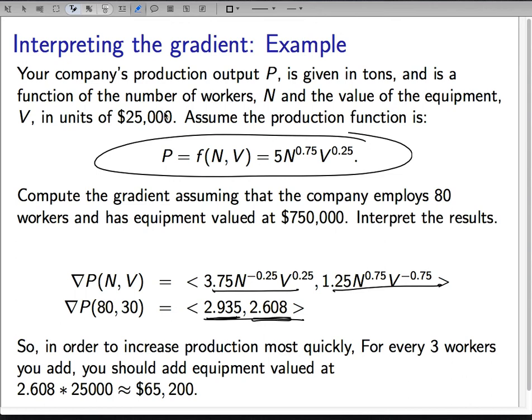And if you recall that up here we said that those units were in $25,000 each, that means 2.608 times 25,000, so about $65,200 worth of equipment. So for every 3 workers I add, I should add $65,000 worth of equipment, and that would increase my production value the greatest. If I was interested in what that production value would be, I could essentially compute the length of the gradient, and that would tell me for every single step along that process how much I would increase my production value.